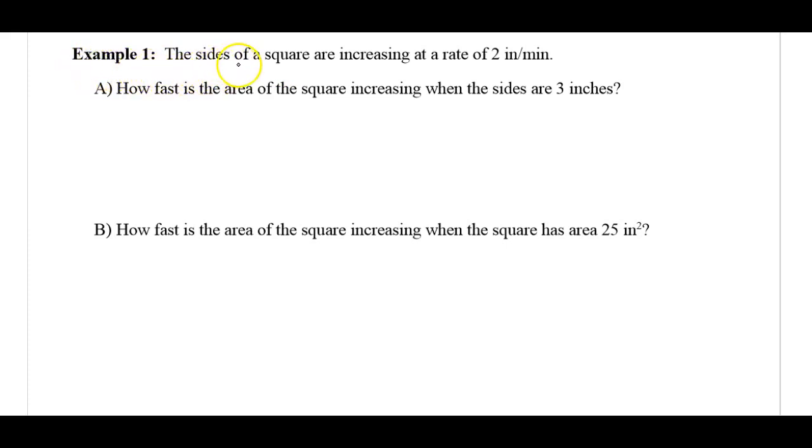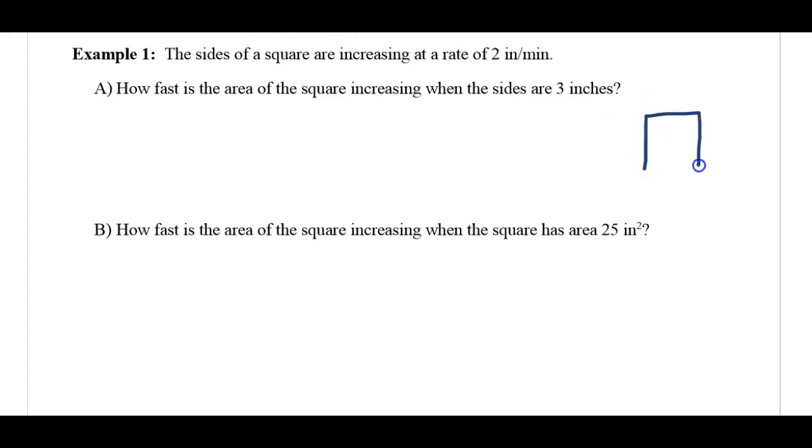Example 1, the sides of a square are increasing at a rate of 2 inches per minute. Part A, how fast is the area of the square increasing when the sides are 3 inches? So let's go back to the problem, the sides of a square. So the first step, if possible, is to draw a diagram, and the geometric shape is a square.